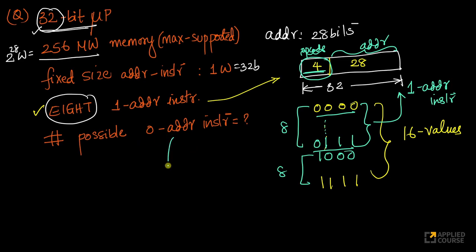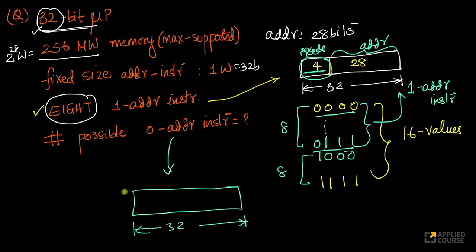Now for my zero address instructions, I have the whole 32 bits. Look at this. I have the whole 32 bits to represent my zero address opcode itself. I have a 32-bit opcode now because I'm using the expanding the opcode method here. So let's break this into 2 parts. First 4 bits, next 28 bits.